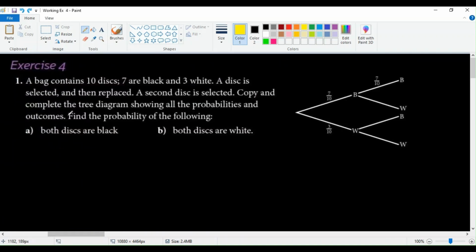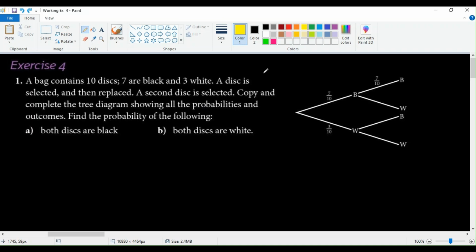Question number 1. It says a bag contains 10 discs, 7 are black and 3 are white. A disc is selected and then replaced back. A second disk is selected. Copy and complete the tree diagram showing all the possibilities, all the probabilities and outcomes. Find the probability of the following.